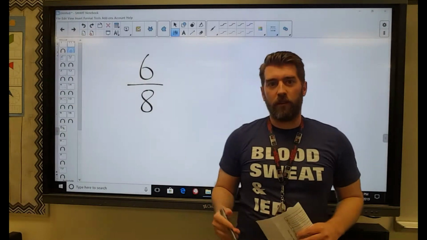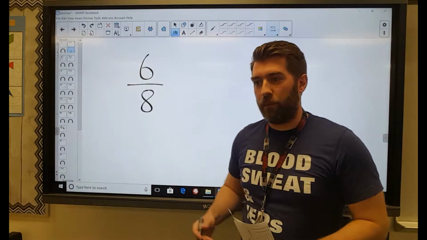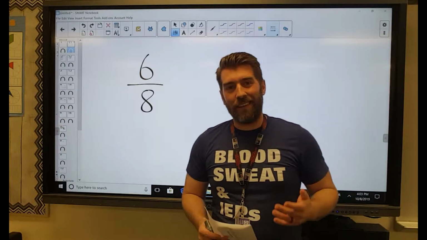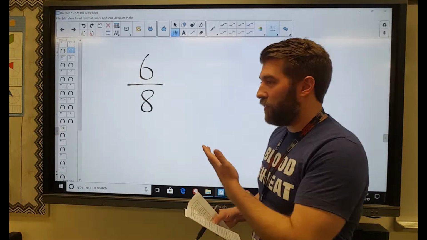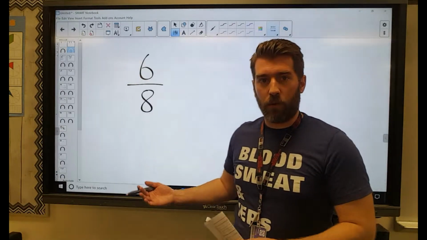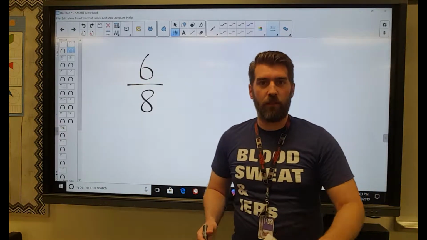All right, guys, real quick, we're going to talk about reducing fractions. Reducing fractions is very simple. A lot of students are nervous about it because it involves division, but it is necessary. The reason it's necessary is that in a fraction problem, the answer is not considered correct until you reduce it, if you can. You won't always be able to.